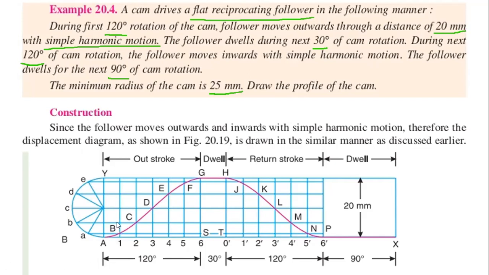Then draw the vertical lines from the divided points, that is 1, 2, 3, 4, and 5. So draw these vertical lines from the notified points, and intersect the points from the divided points of the semicircle, that is small a, small b, small c, small d, and small e, to the vertical lines which we have divided in the outstroke.